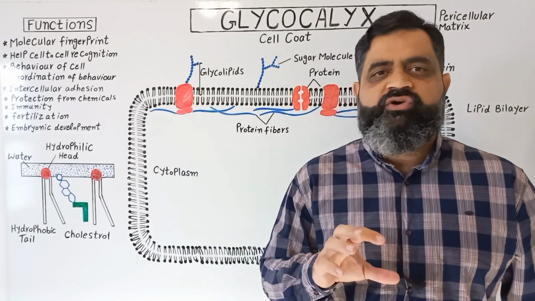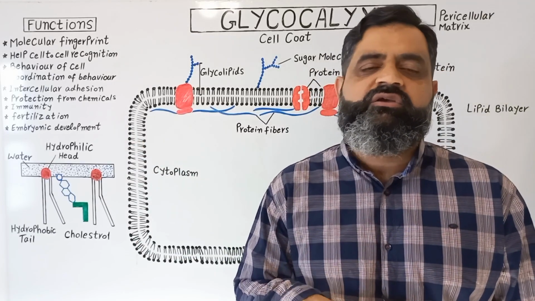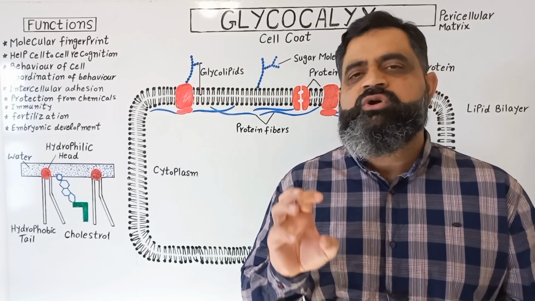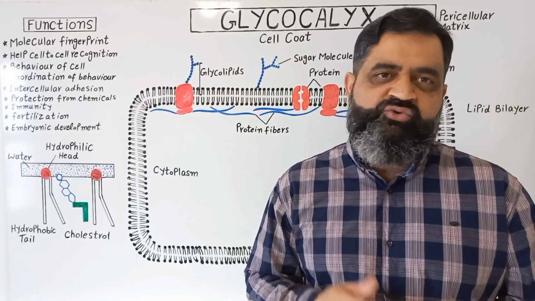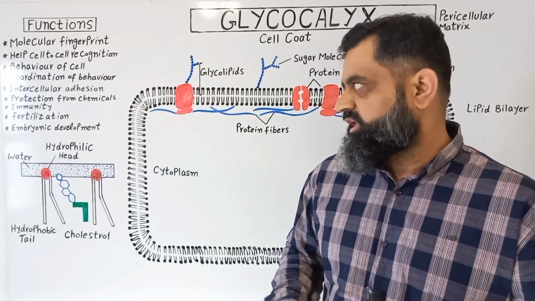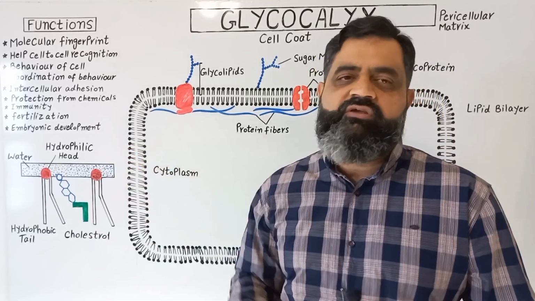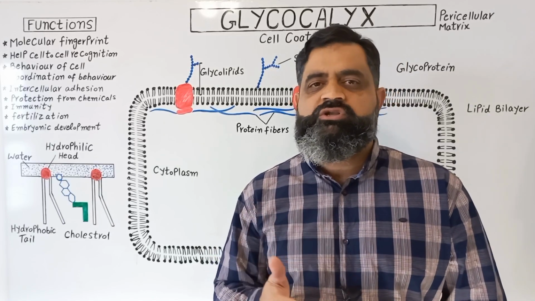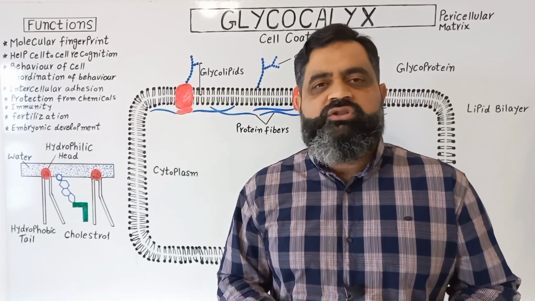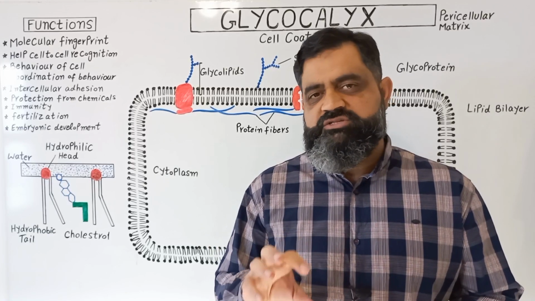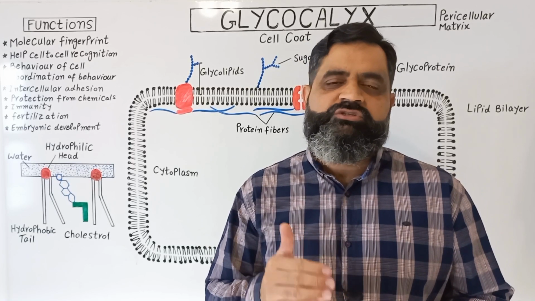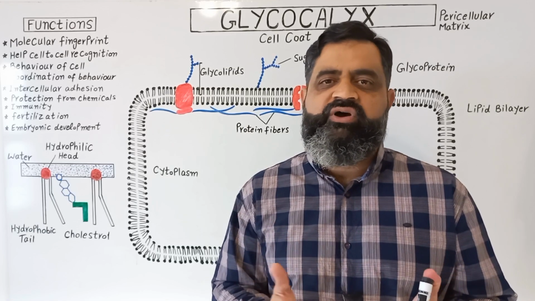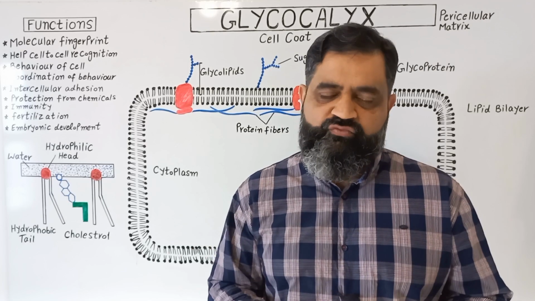Fertilization: they also help to fertilize the egg. As you know, the egg also contains an outer layer in the form of a glycocalyx which helps the sperm to penetrate into the egg so that fertilization can take place. And after fertilization, embryonic development, which is a gradual step-by-step process, cleavage, blastula, gastrula, and all the stages of development also take place with the help of glycocalyx, because glycocalyx helps in the cell's behavior, how they are going to divide and which structures they are going to form.